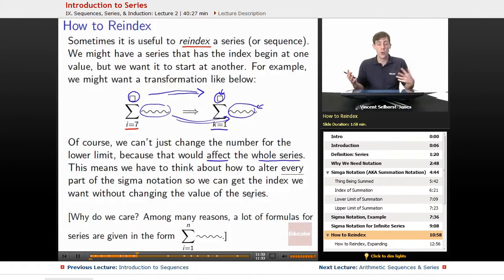They're going to wind up becoming different things. Otherwise, if we start at one starting place and then just change the starting place and don't do anything else, you're going to have different values coming out. Since we want the same value to come out of our two ways of talking about it, we have to alter every part of the sigma notation so that we can get the index we want without changing the value that comes out of it.